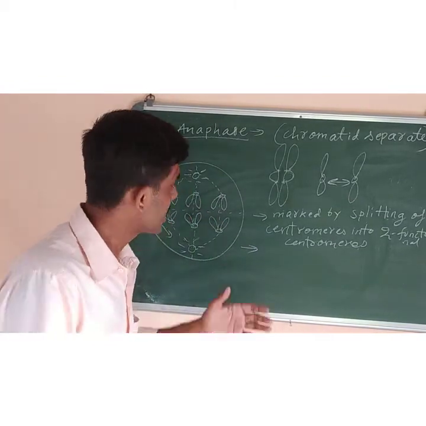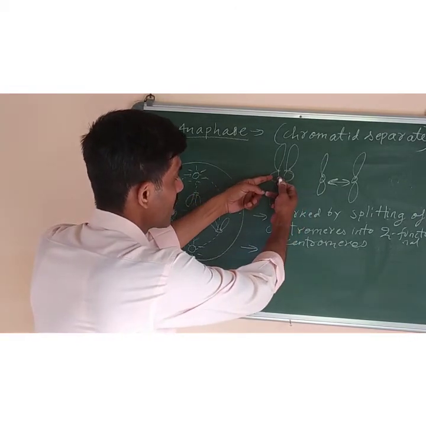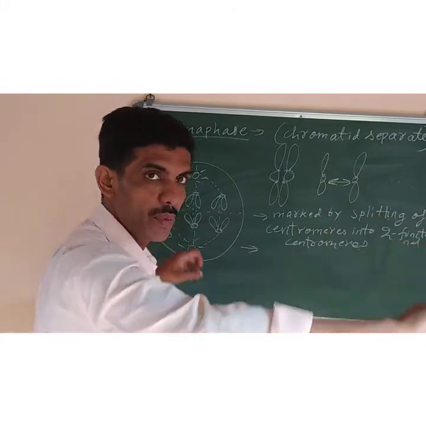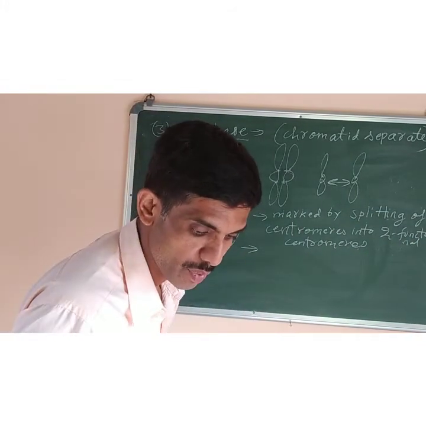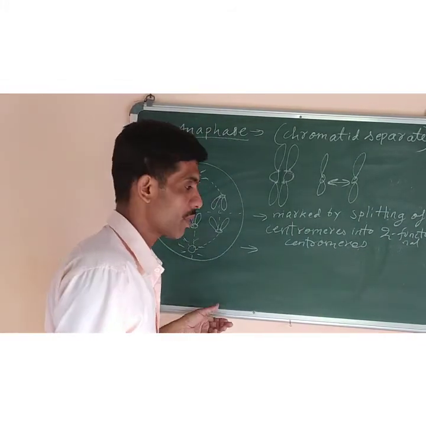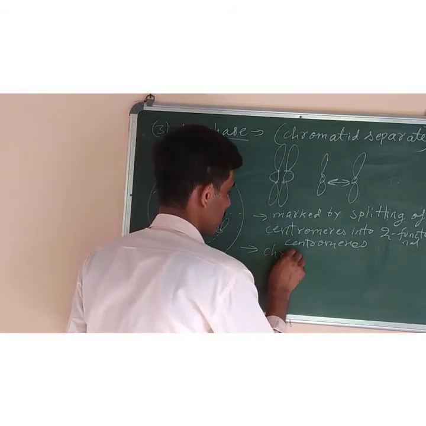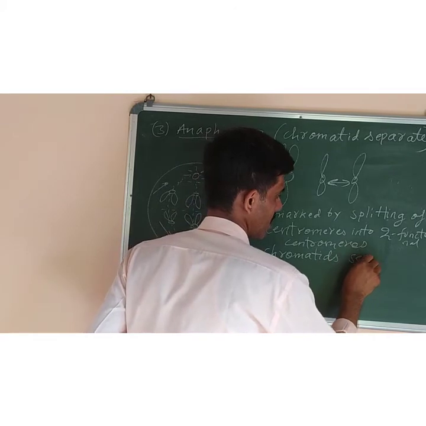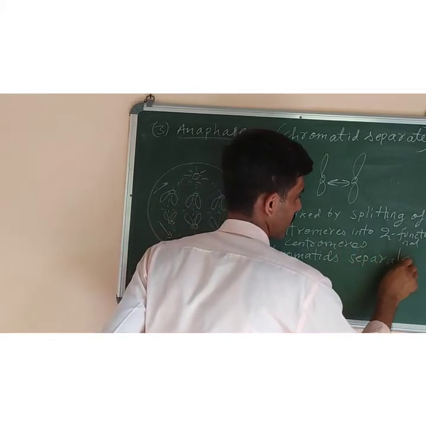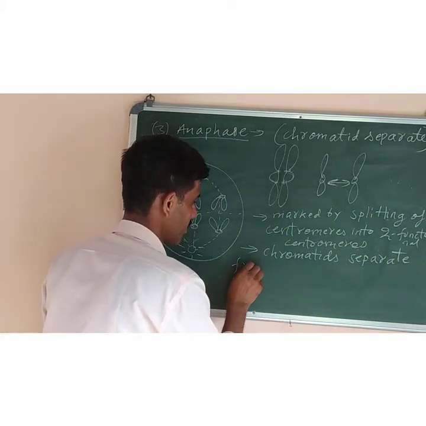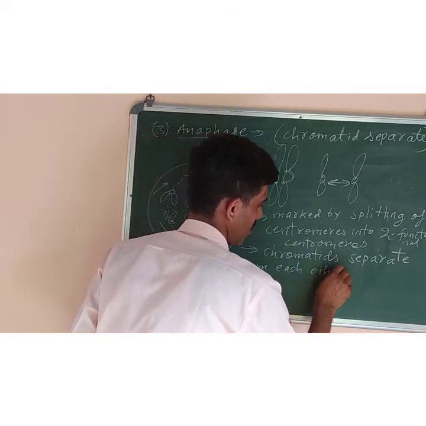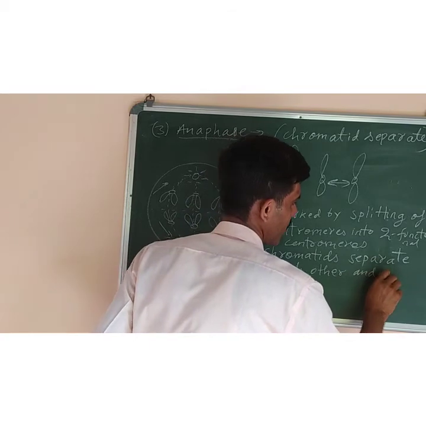Chromatids separate from each other. Now see, both the chromatids were present together earlier. Now they separate from each other and they are being dragged towards the opposite poles. So chromatids separate from each other and move towards opposite poles.